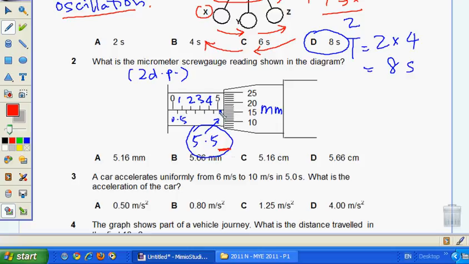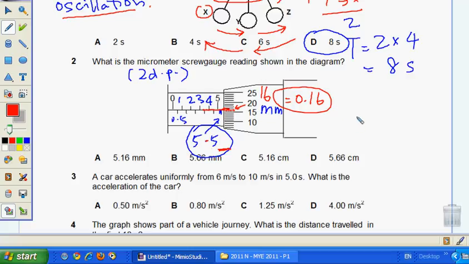So in this case, I must form a horizontal line here, and it must match with this line. If you notice, this line is actually 16. Remember, 16, I cannot just add 16. I have to rewrite it into 0.16. Okay, so go back here, this is 5.5, this is 0.16.